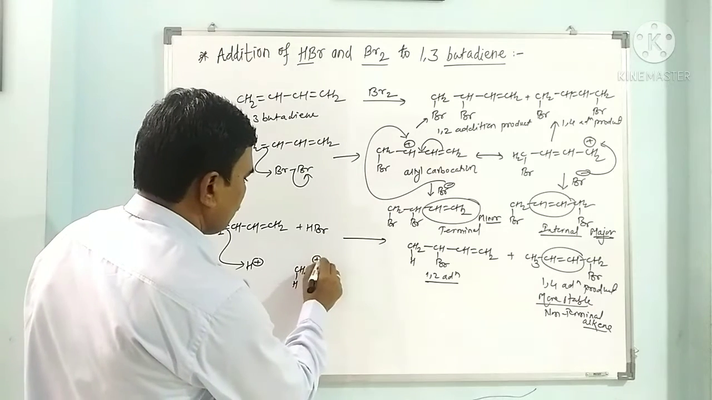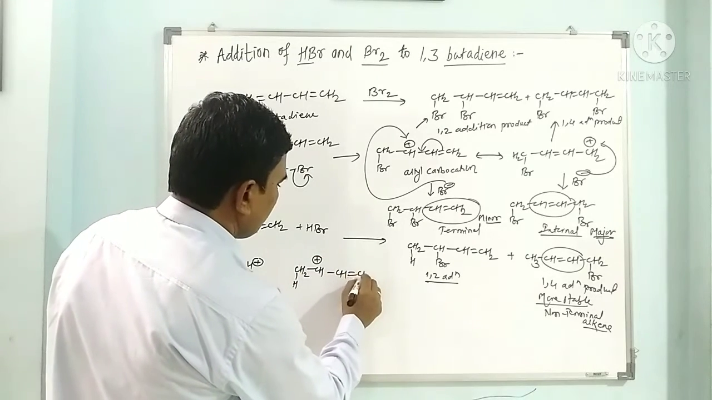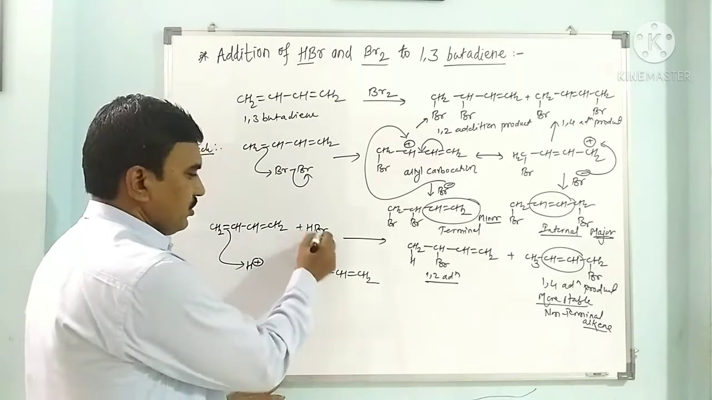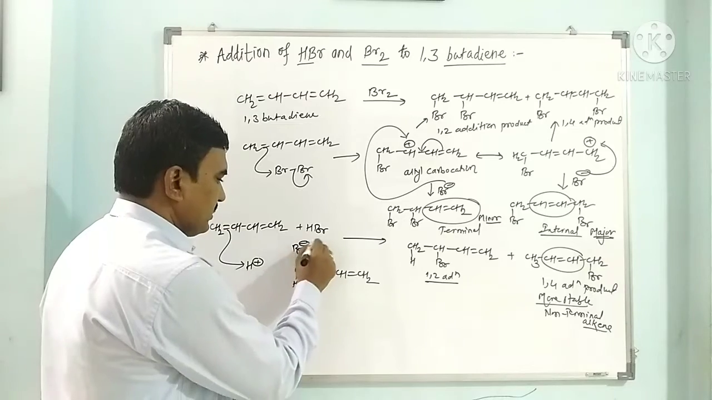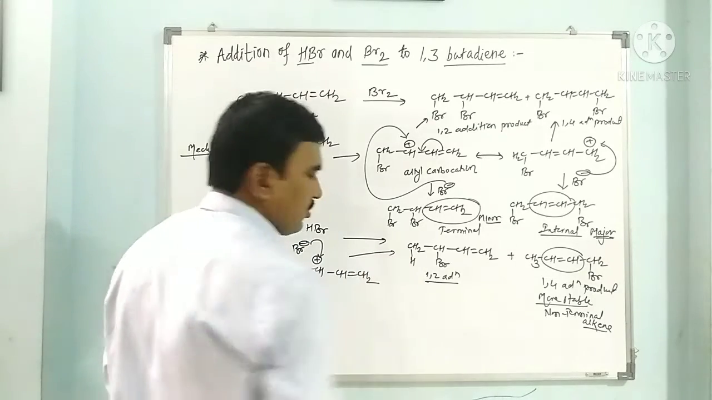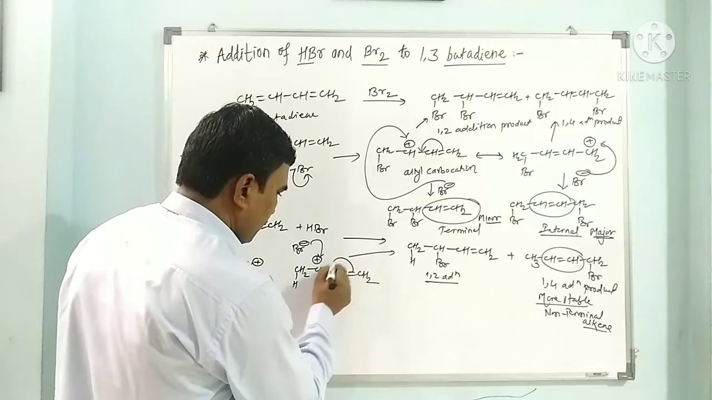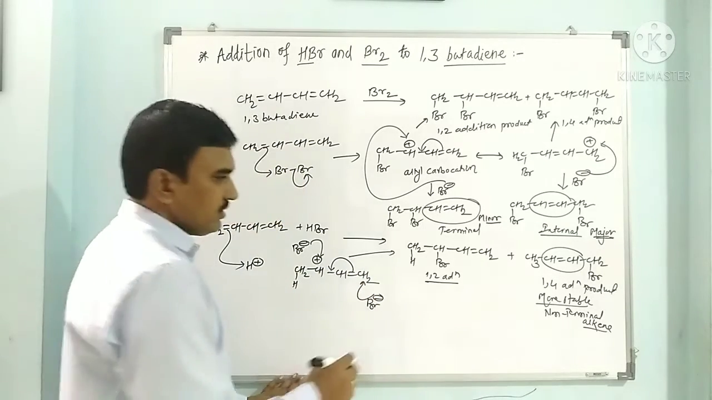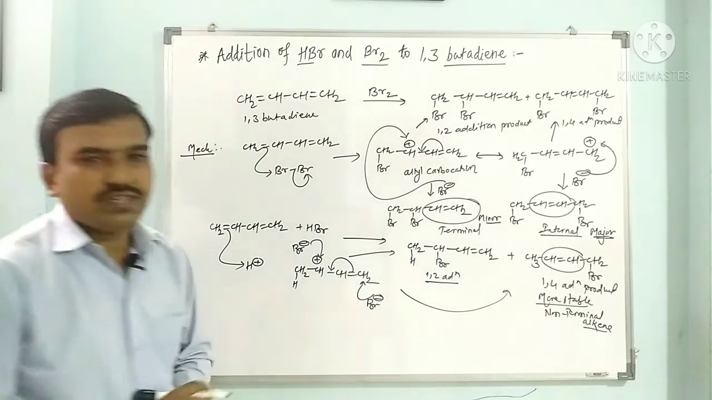Now we get here this CH+ and here this CH double bond CH2. This bromide can attack here after loss of proton. This bromide may attack here and we get this product, or this double bond shifted here and this bromide attacks on this. So we get this 1,4 addition product.